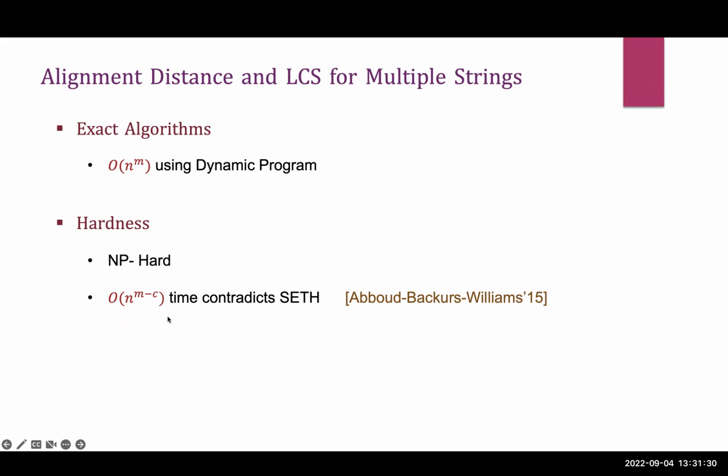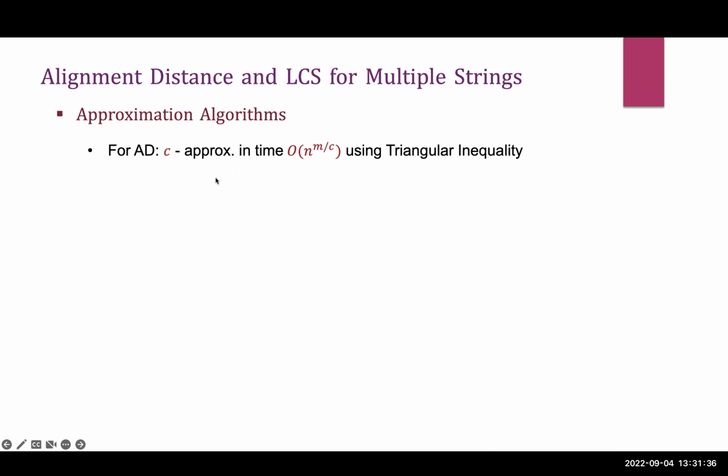The next natural direction is designing efficient approximation algorithms. In this regard, there is a pretty straightforward algorithm that uses triangle inequality, and it provides a c-approximation of alignment distance in time n to the power m over c. In the next few slides, I will provide a brief overview of this algorithm.